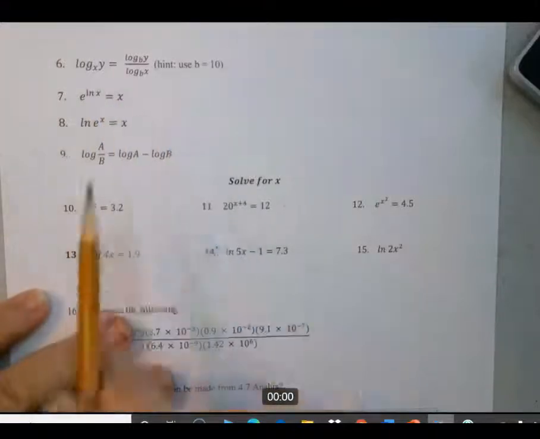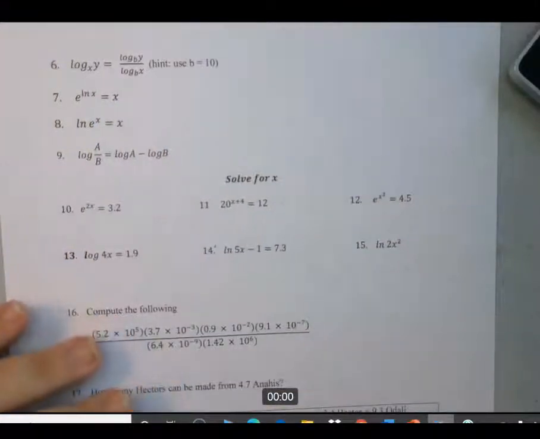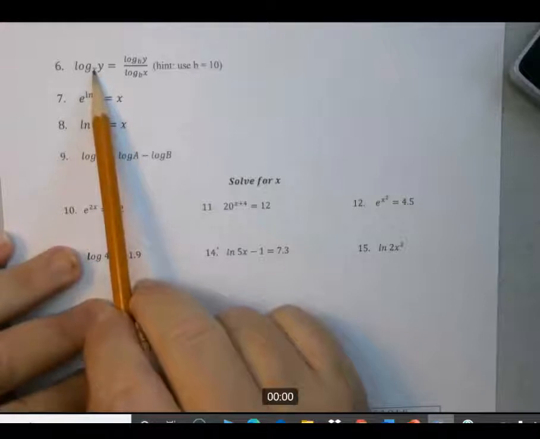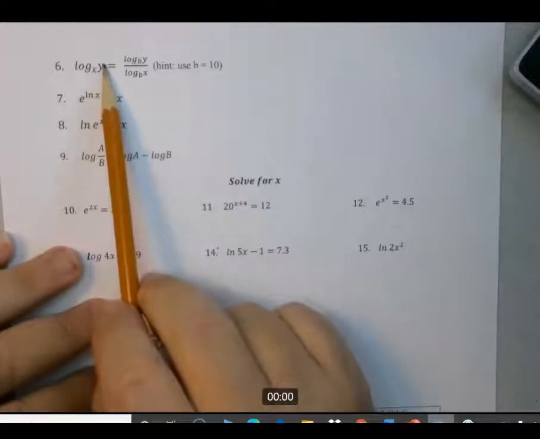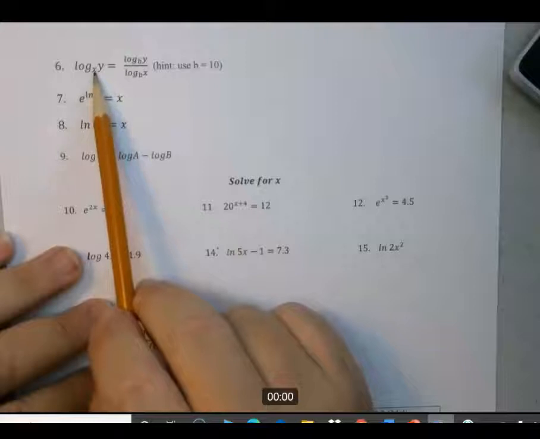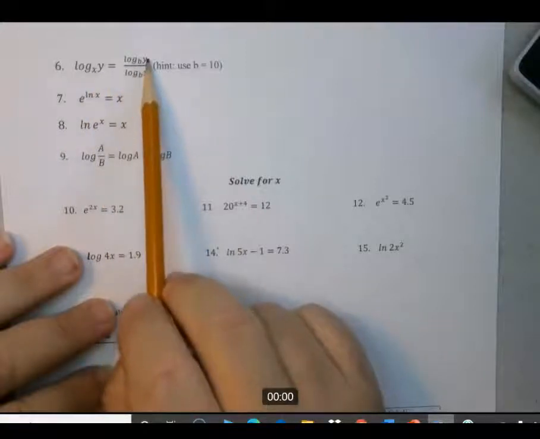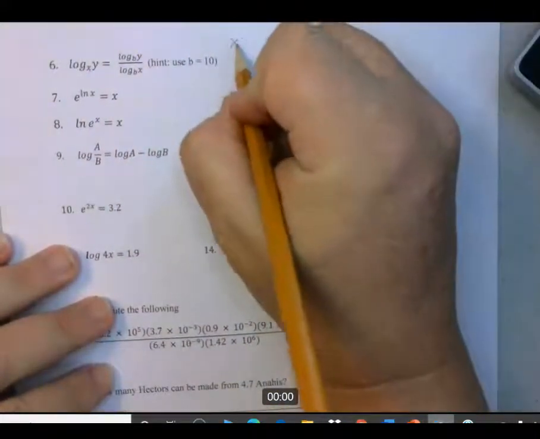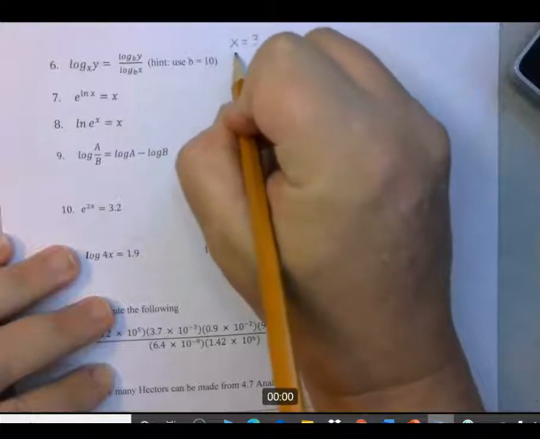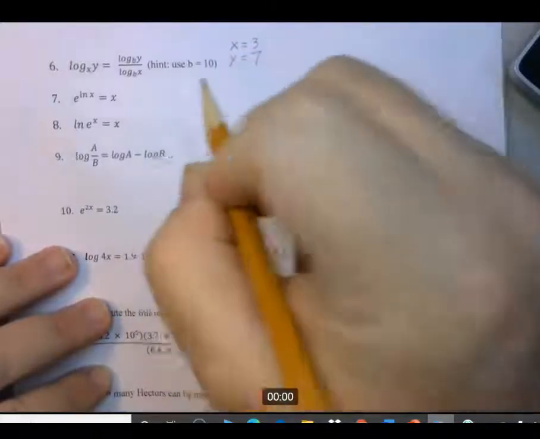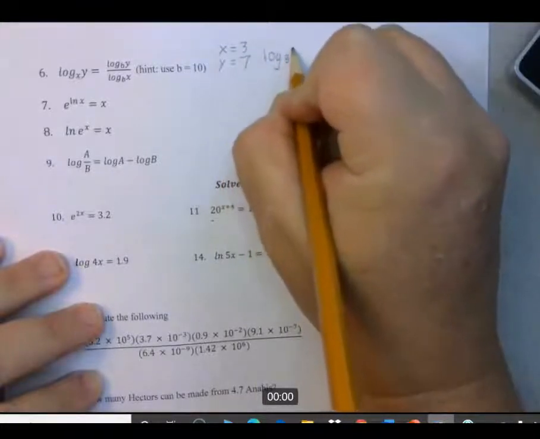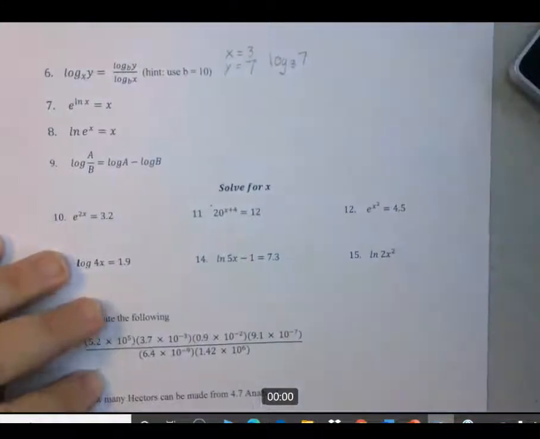The change of base, honestly, you're not going to use that in this class, but it's a really neat principle for logs in general. It says if you have a log of some oddball base, like 3, and then the number is 7, you can simply do this. You can say log base b of 7. Let's say that x equals 3 and y equals 7. So what we're dealing with is log base 3 of 7. Okay, so that's an oddball.